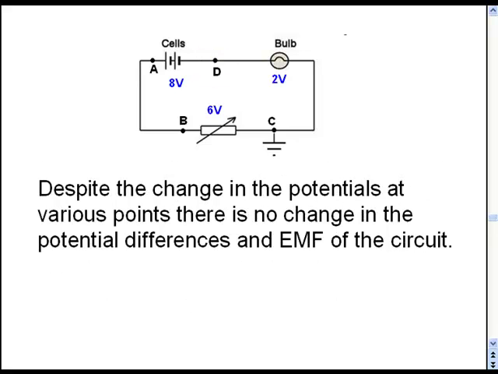Despite the change in the potentials at various points, there is no change in the potential differences and EMF of the circuit. Just like gravitational potential, electric potential may be zero at any point as desired. Just like in this case, point C is made to have 0 volts.